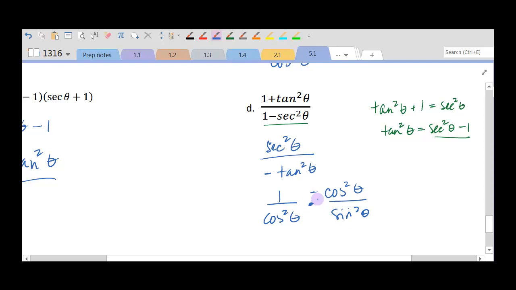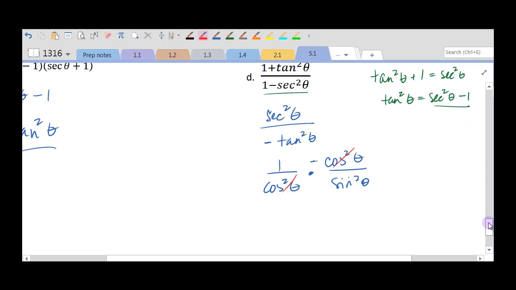Okay, so understand that secant squared theta is the first term, and since we're dividing, we change to multiplication and multiply by the reciprocal of the denominator, which ends up looking like this. Here you can see that cosines are going to cancel. That gives me negative 1 over sine squared theta, but ultimately I want to get rid of my fractions, so I'm going to rewrite this, using the reciprocal identity, as negative cosecant squared theta. So that's what I ended up whittling it down to.